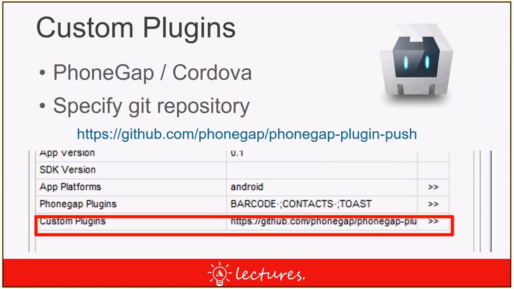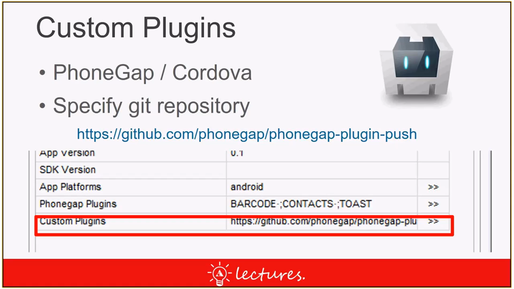As well as that, phones have all sorts of functionality, and we can't test and support everything straight away. So we also have the concept of custom plugins that allows you to pick additional plugins that you might find useful and need to add to your application. Now, we don't have direct control over those, but it's easy for you to integrate them. All you have to do is specify the Git repository, so you can see an example there of the PhoneGap plugin, plugin push. And in this example, it's a plugin that lets me do notifications, and I'll demonstrate this to you shortly.